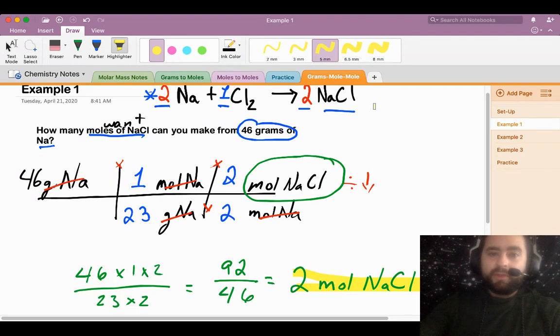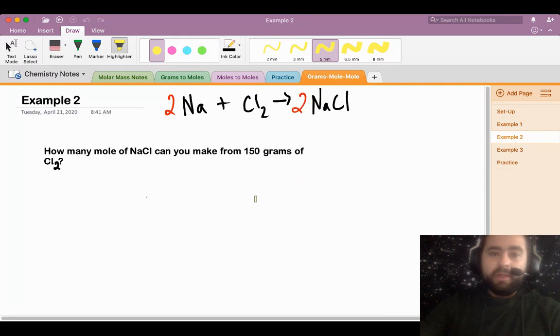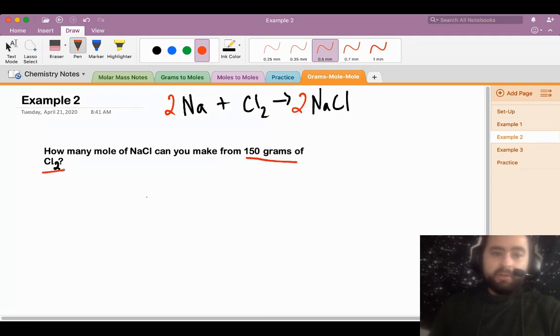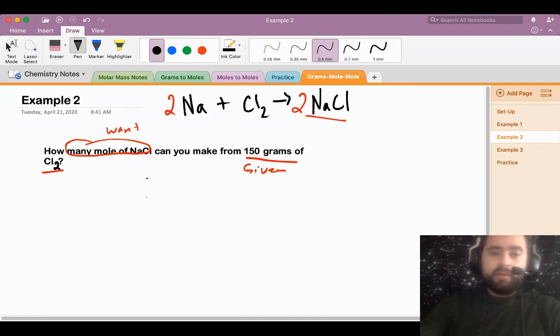I'm going to be using the same equation for example 2 and example 3. So example 2, now how many moles of NaCl, so I'm still using NaCl, how many moles can you make from 150 grams of Cl2? So that's my given. So I have 150 grams of this. How many moles of NaCl can I make? So that's my want. So let's set this one up.